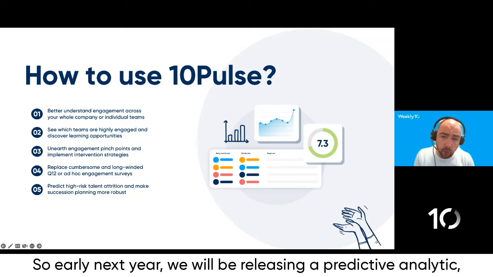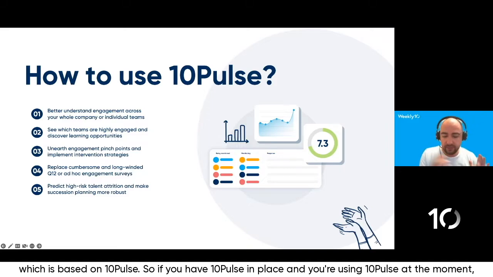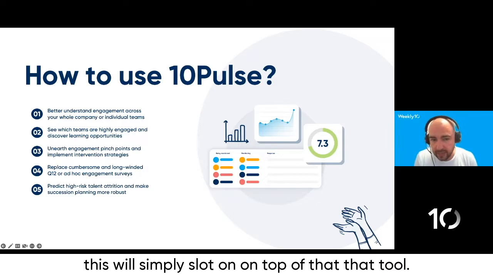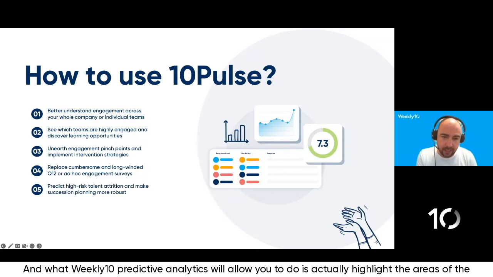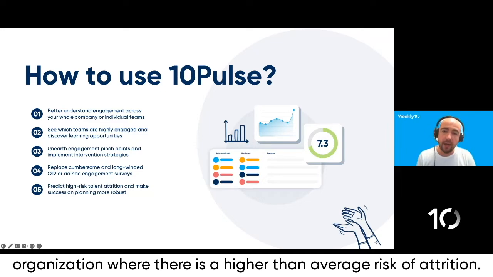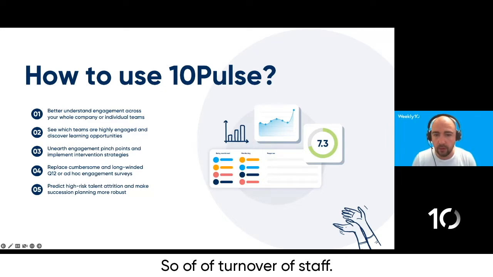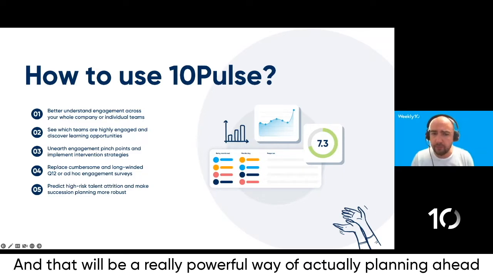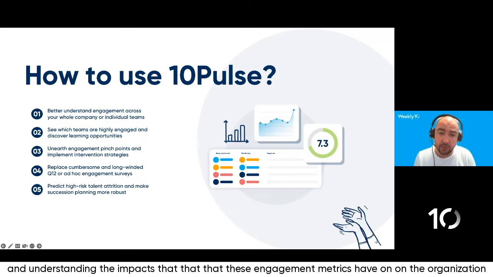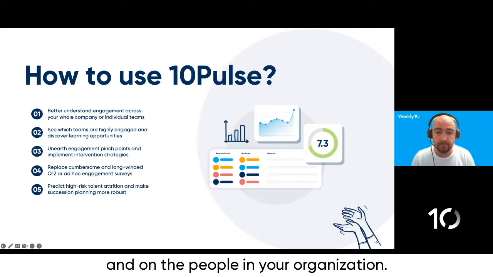So early next year, we will be releasing a predictive analytic, which is based on 10Pulse. If you're using 10Pulse at the moment, this will simply slot on top of that tool. And Weekly 10 predictive analytics will allow you to highlight the areas of the organization where there is a higher than average risk of attrition, so of turnover of staff. That will be a really powerful way of planning ahead and understanding the impacts that these engagement metrics have on the organization and on the people in your organization.